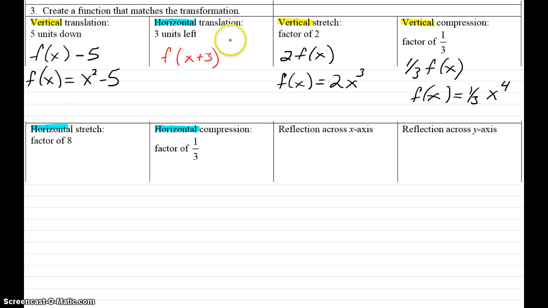Now look, for vertical stretch, it was a factor of 2. We put a 2. Well, horizontal stretch, it's counterintuitive because it's inside the parentheses. So if it's a factor of 8, we write it as a fraction. And so now a stretch looks like this, a compression is going to look like this.